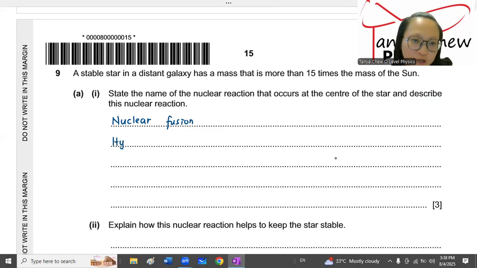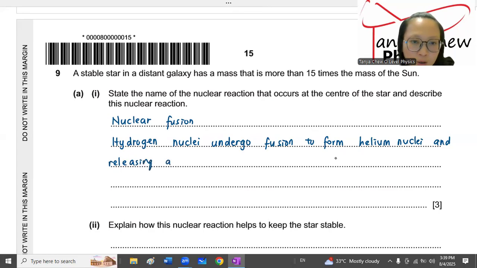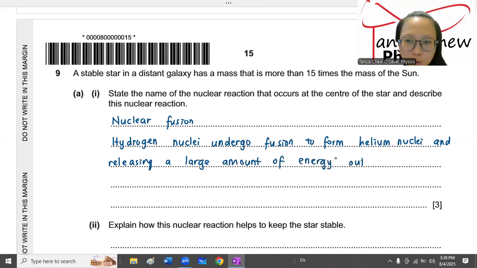This reaction is actually from the hydrogen nuclei, because hydrogen nuclei wanted to be more stable, so they will undergo fusion. Fusion means they combine, right, to form helium nuclei and, okay, releasing a large amount of energy outwards. Give out a large amount of energy, right?